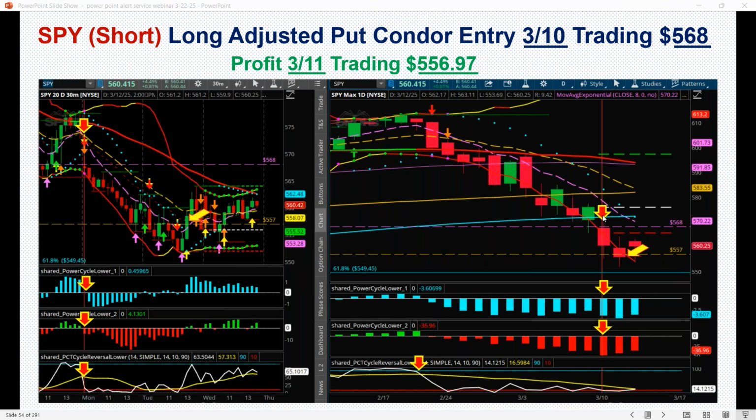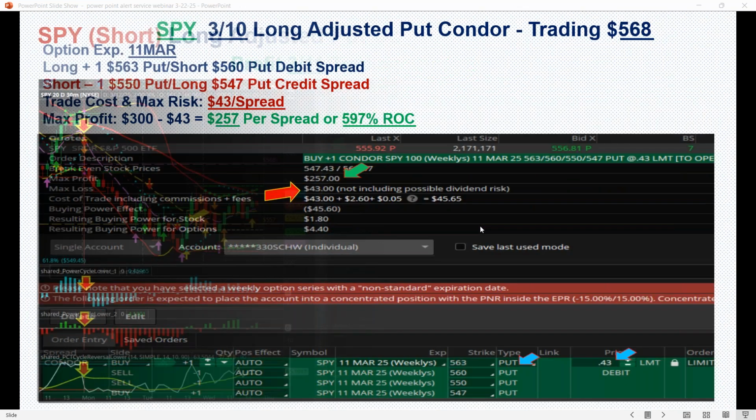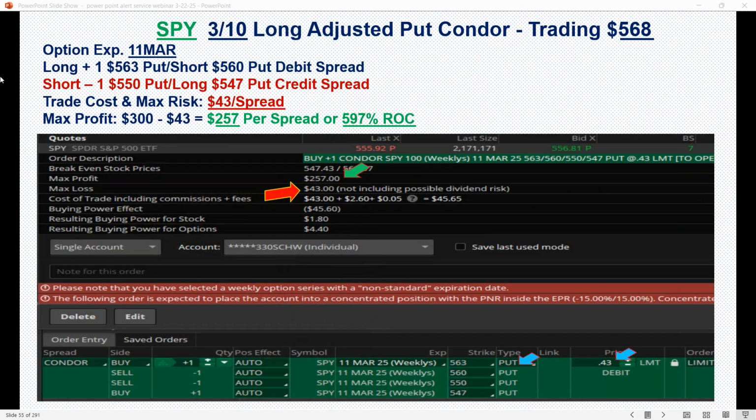So here it was. We set the trade up, had a big hard move down when it was right here. Brought in some extra profit, reduced the risk by converting this to the put condor. So here's what it looked like. We originally had the 563, 560 put debit spread on. Then when it ripped down, sold the bull put credit spread 550, 547, reduced our risk on this trade down to $43. That was now the maximum risk, 43.